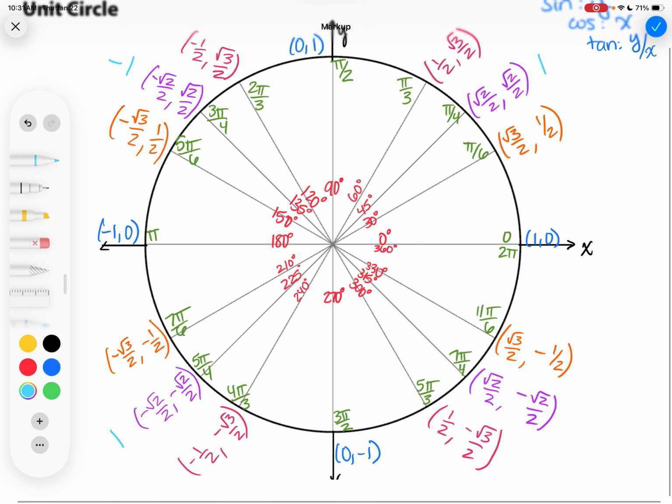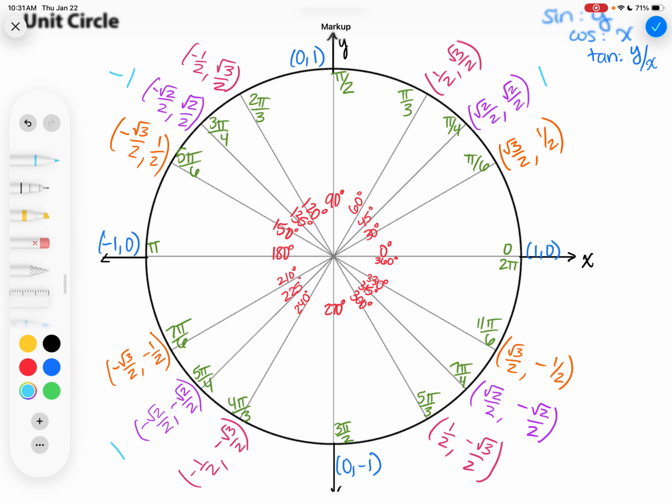Across from each other, they're positives and negatives. And a negative divided by a positive is negative. So quadrants 1 and 3, your tangents are positive. Quadrants 2 and 4, your tangents are negative. On the axis, we'll deal with those in a minute.